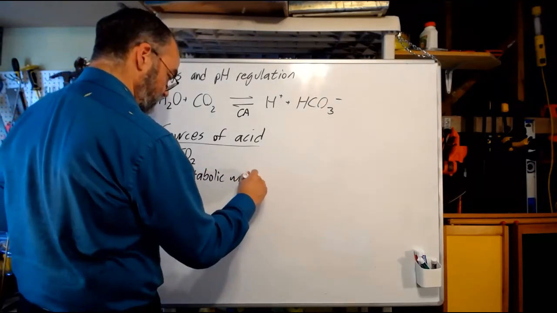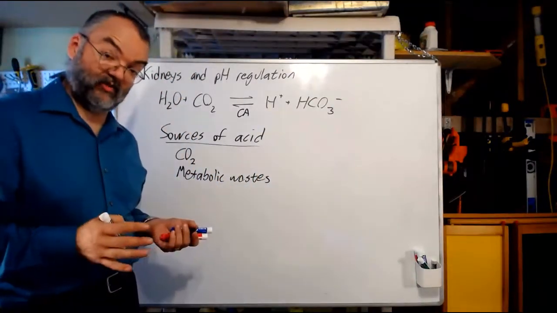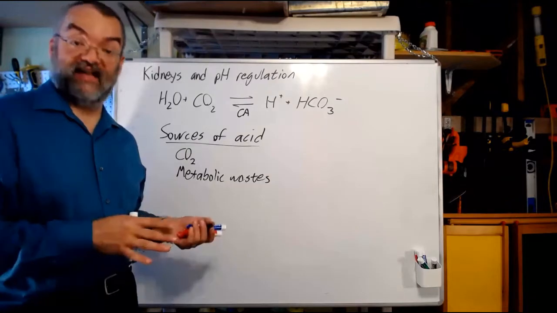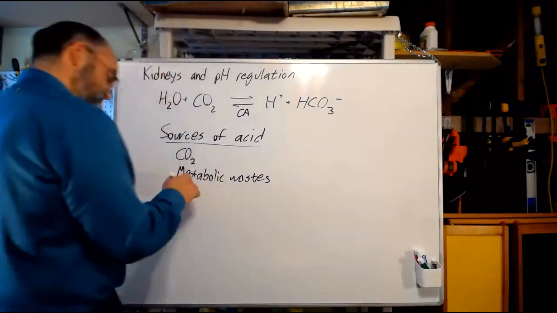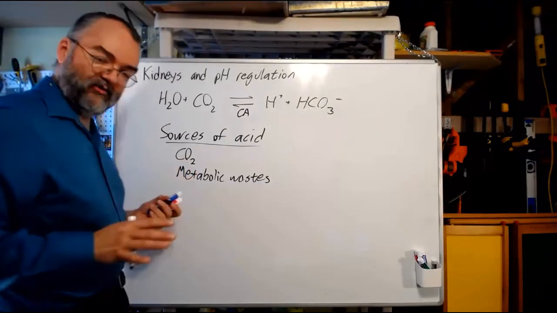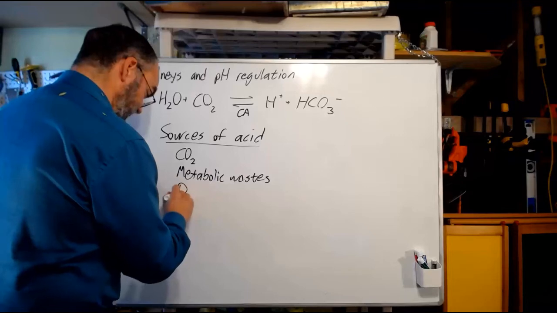You have a number of wastes in your body which are acidic. For example, ketones that come from fat metabolism are strongly acidic. Also lactic acid from anaerobic metabolism. So either of those is a source of acid. Another big one is dietary.